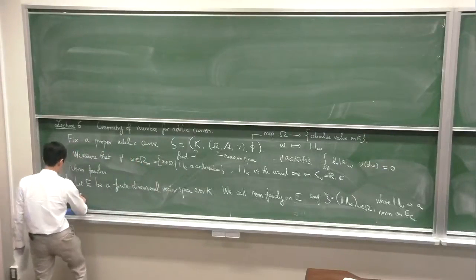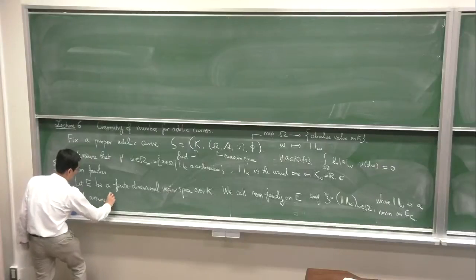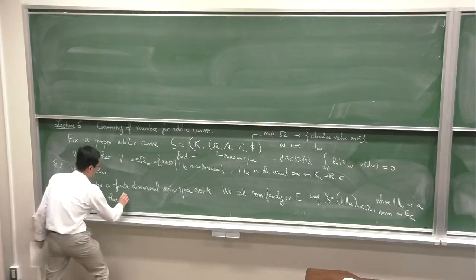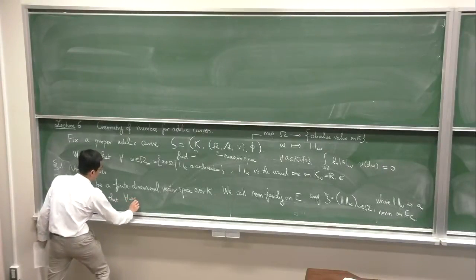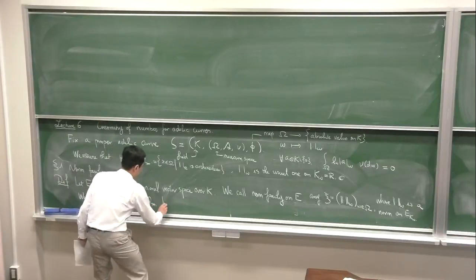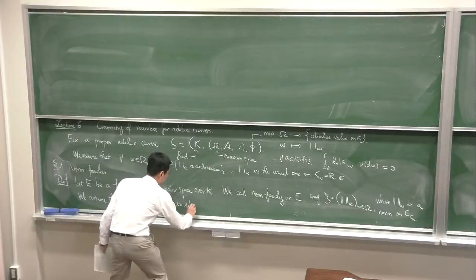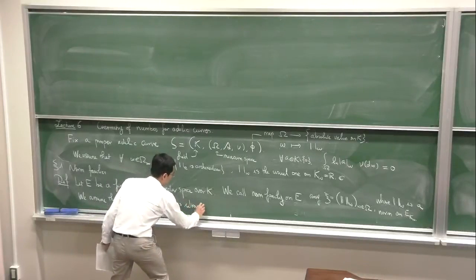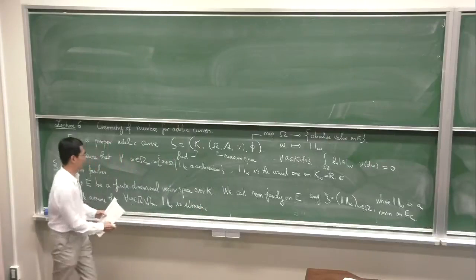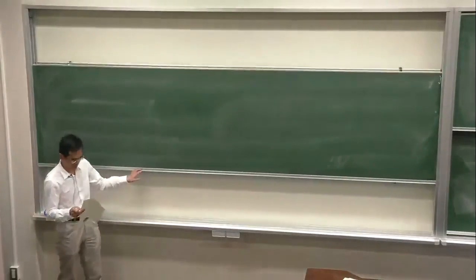So for simplicity, we assume that for any omega which is non-Archimedean, the corresponding norm is ultrametric. So this one verifies a strong triangle inequality.